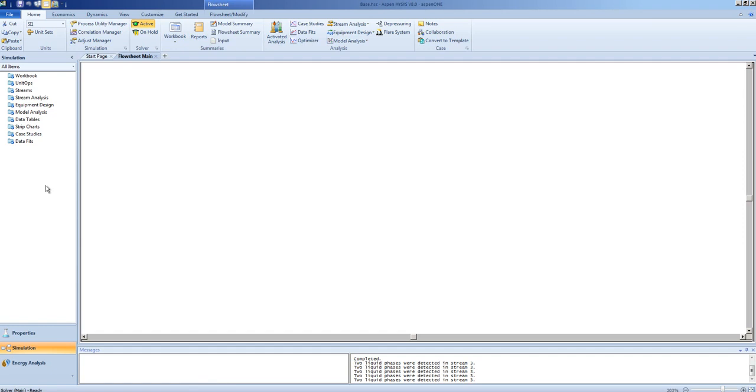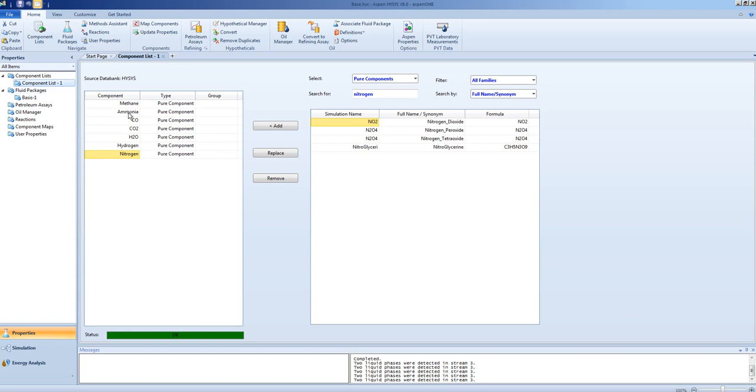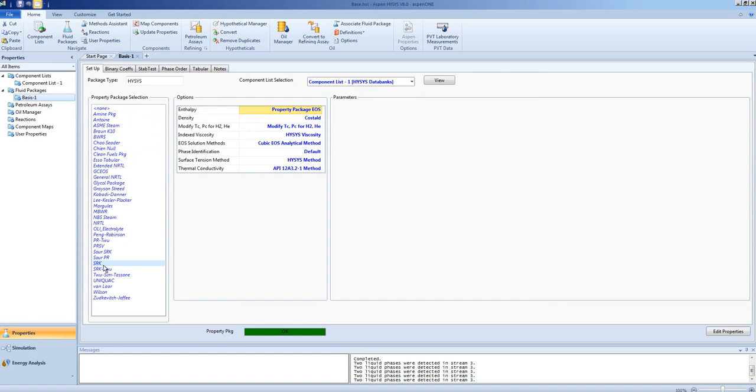In this video we will be looking at building an ammonia converter reactor, and we will be using the Gibbs free energy minimization reactor, or the Gibbs reactor. For this video we will have a feed composition containing methane, ammonia, carbon dioxide, carbon monoxide, water, hydrogen, and nitrogen, and we'll use the SRK package for the prediction of the properties.